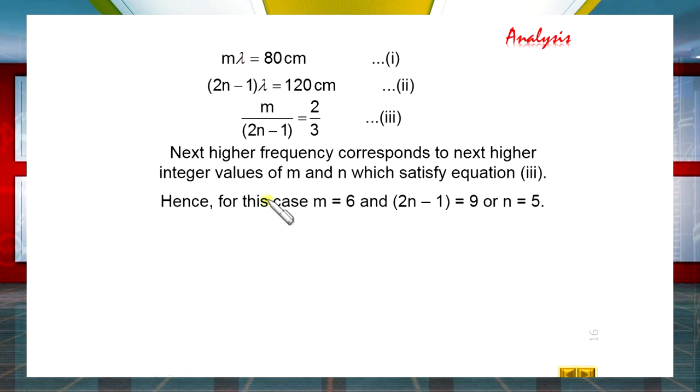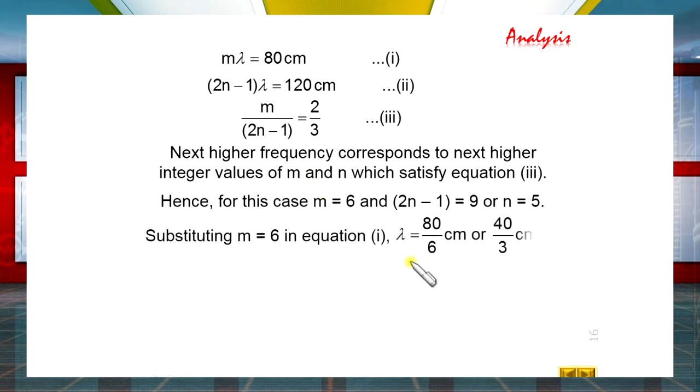So we can use the formula, that is equation number 1, and substitute m equal to 6. So this is equal to 80 divided by 6 centimeter. This is the wavelength. That is equal to 40 divided by 3 centimeter, and this is equal to 4 by 30 meter. Now for the next higher frequency, let us assign this value as f1.